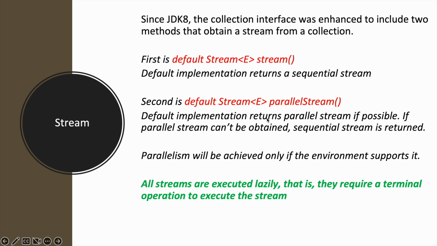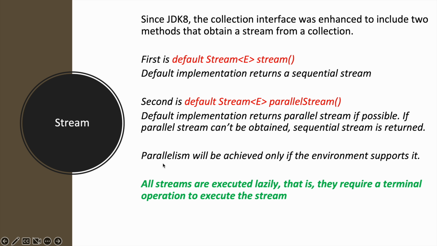So the idea of returning a parallel stream will be determined by whether your computer architecture allows it. If you are on a multi-core system, then parallelism will be achieved only if the environment supports it.